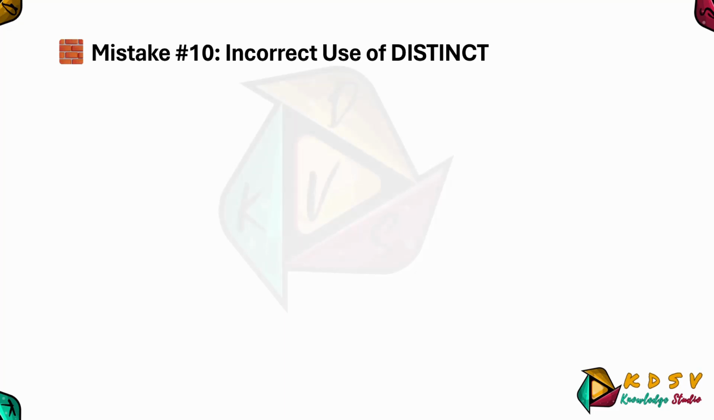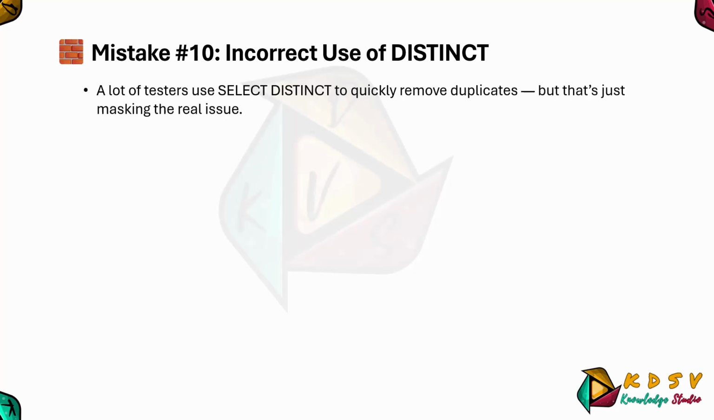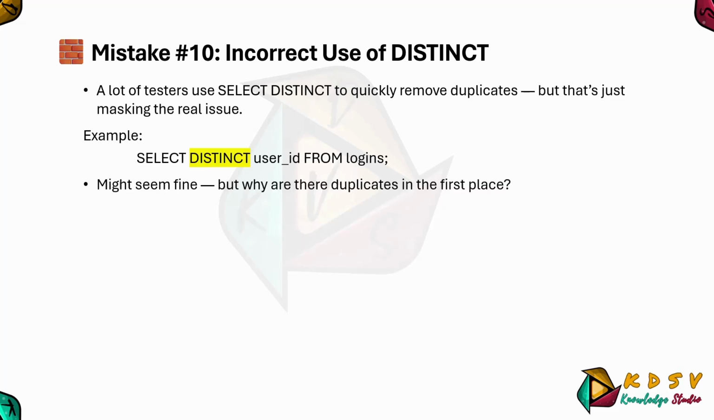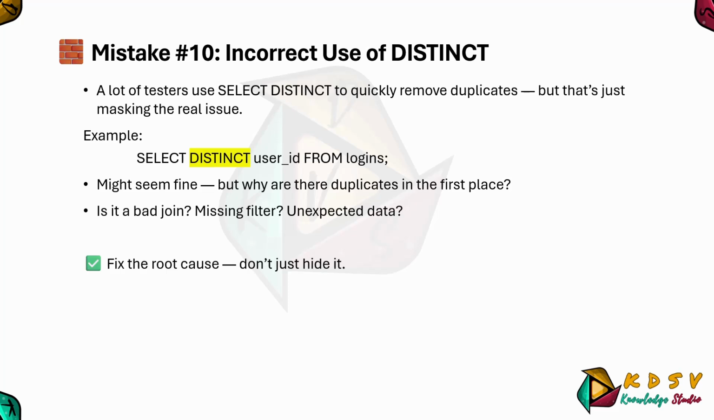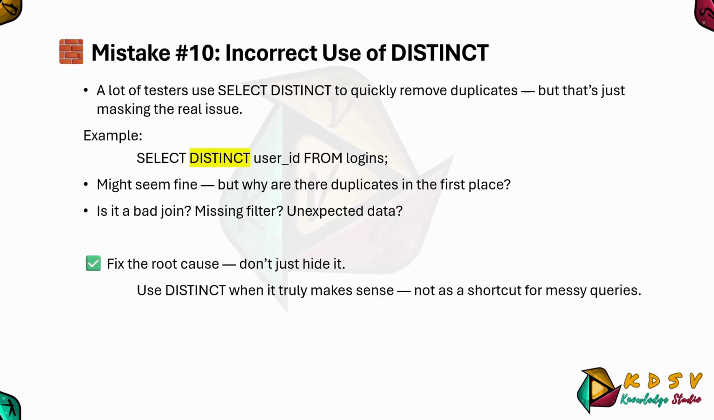Mistake number 10: incorrect use of DISTINCT. A lot of testers use SELECT DISTINCT to quickly remove duplicates, but that is just masking the real issue. For example, SELECT DISTINCT user_id FROM logins. This might seem fine, but why are there duplicates in the first place? It may be a bad join, missing filters, or we are getting unexpected data. Fix the root cause, don't just hide it using the DISTINCT statement. Use DISTINCT when it truly makes sense, not as a shortcut for messy queries.